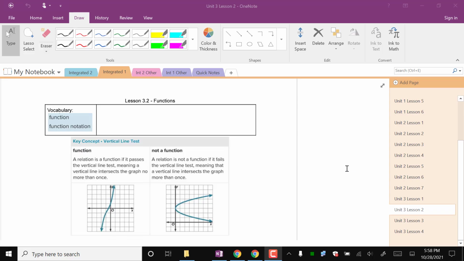Today we're going to be looking at lesson 3.2, functions. Your vocabulary words are function and function notation. So we have a key concept to start off with. This key concept is known as the vertical line test.